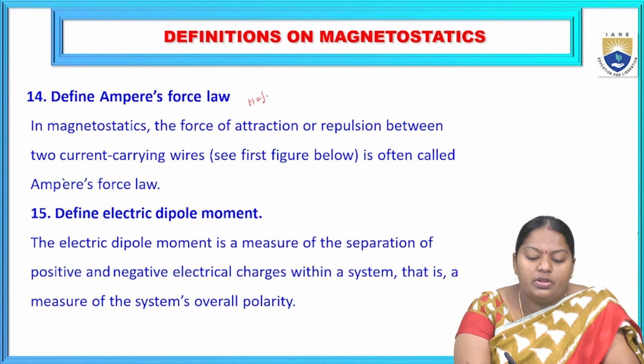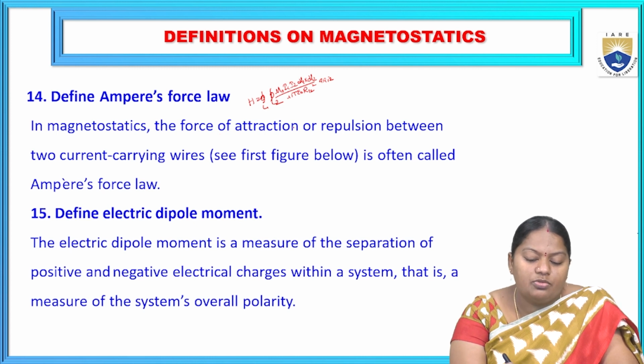It is obtained between two current elements dl1 and dl2: F = μ0 I1 I2 dl1 × dl2 / (4π R12²) aR12. So this is how Ampere's force law can be defined. In magnetostatics, the force of attraction or repulsion between two current carrying wires is called Ampere's force law.